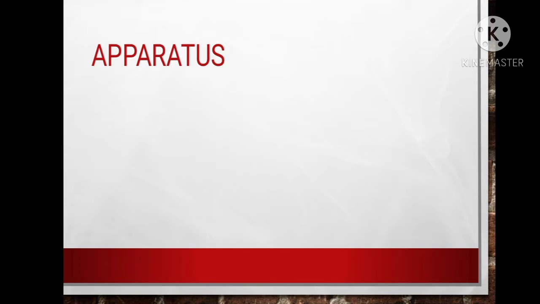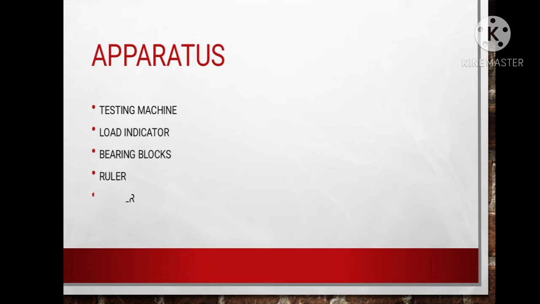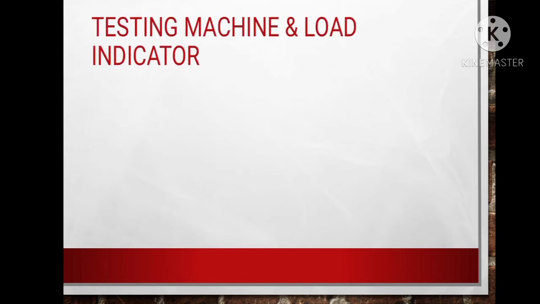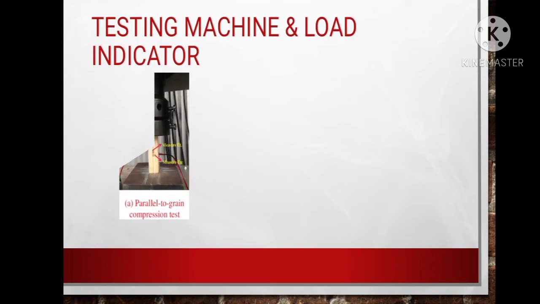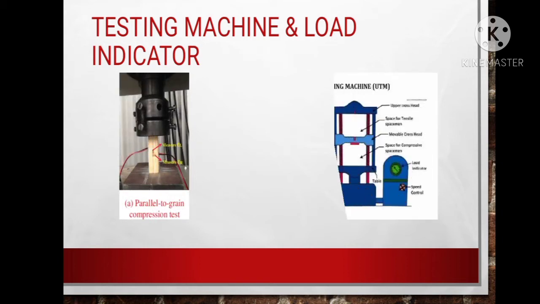Apparatus. We need a testing machine, load indicator, bearing blocks, ruler, caliper, and wood samples. Testing machine and load indicator are built in together.